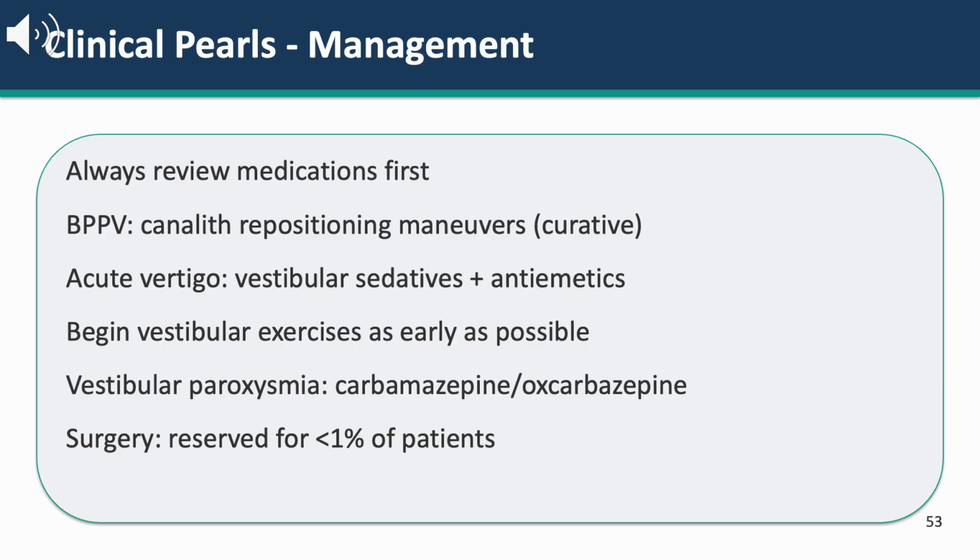For acute severe vertigo, use vestibular sedatives with antiemetic properties such as promethazine or dimenhydrinate. Begin vestibular exercises as early as possible after symptom onset to accelerate recovery. For vestibular paroxysmia, carbamazepine and oxcarbazepine are dramatically effective. Surgery is reserved for less than 1% of patients and includes options such as perilymphatic fistula repair, microvascular decompression, and vestibular neurectomy for intractable cases.